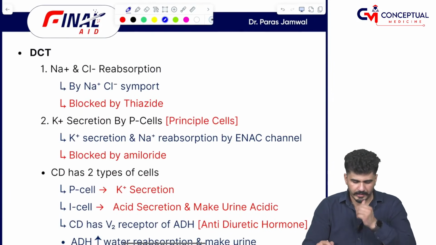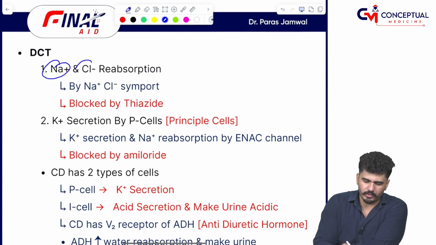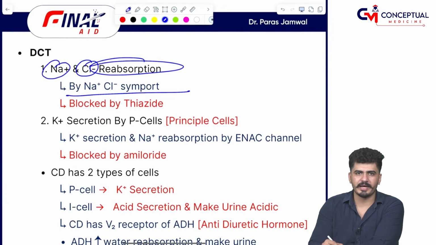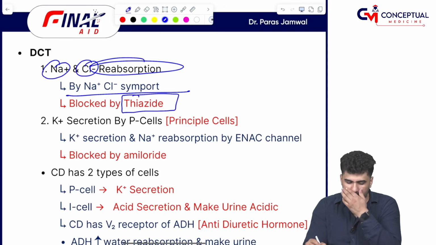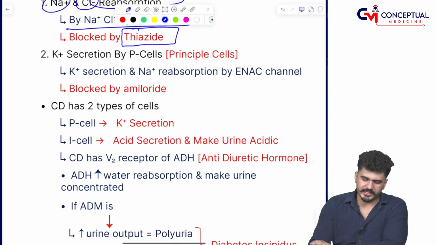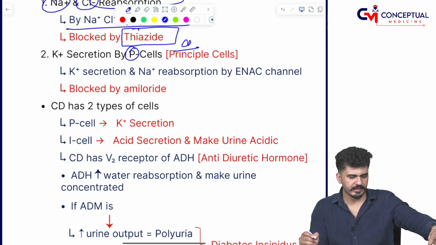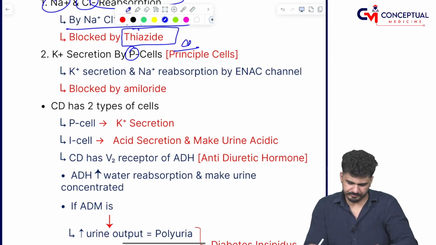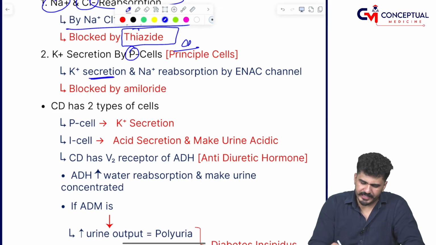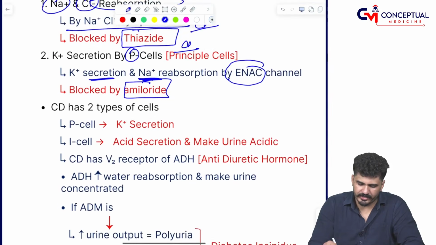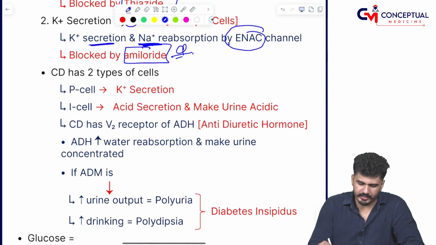Now DCT. What is happening in the DCT? Sodium and chloride reabsorption by the sodium chloride symport, and they are blocked by a diuretic called thiazide. So thiazide is a sodium chloride port blocker. Potassium is secreted by P cells. They are the principal cells, my dear friends. Now potassium secretion and sodium reabsorption is by the ENaC channel, and they are blocked by amiloride. So question 1: thiazide is a diuretic, what does amiloride block?